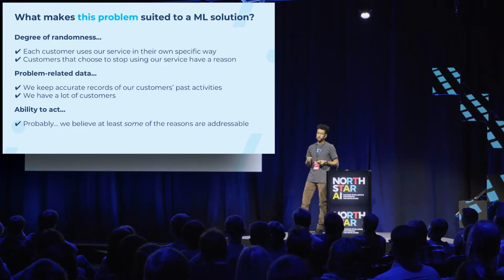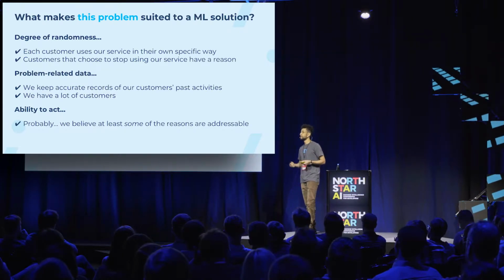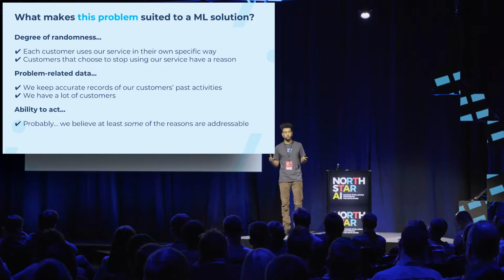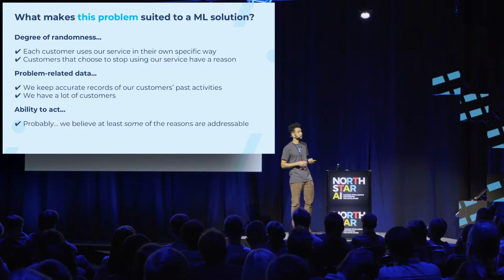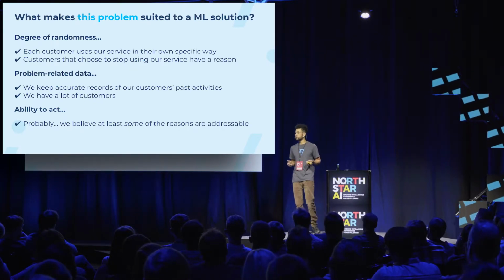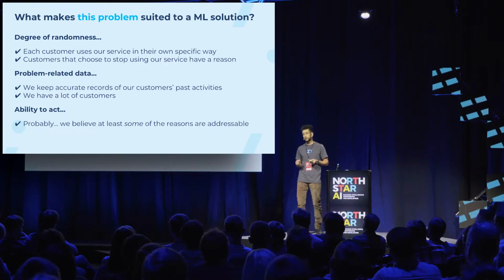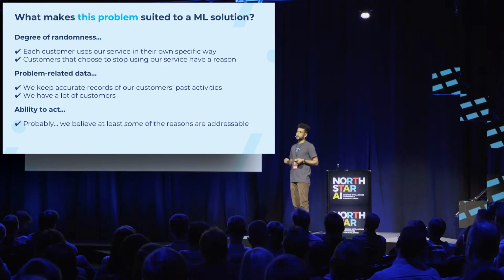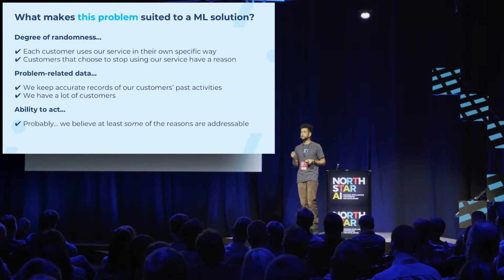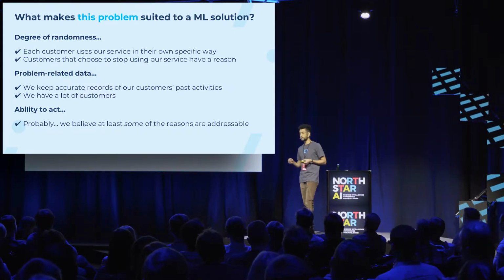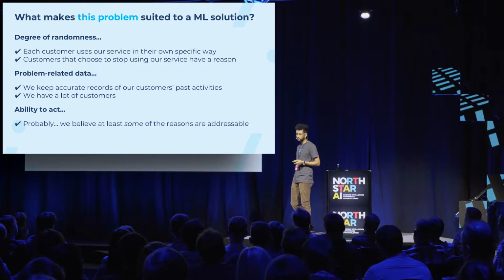That's simple enough. We've got lots of problem-related data. We keep accurate records of all of our customers' transfer behaviors and their past records, right? And we have plenty of customers. We have over 2 million customers, and we've facilitated over 30 million transfers to date. So we're in good shape in terms of the amount of problem-related data that we have. Do we have the ability to act? Well, we think we at least do in some of the cases. There should at least be some reasons that are addressable by us, so some things about the experience that we can improve for our customers.